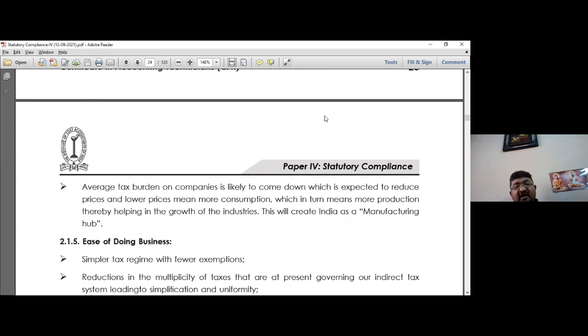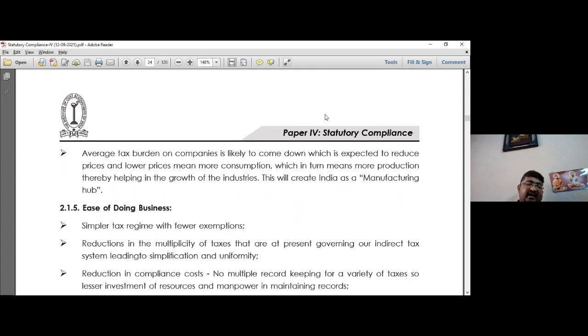Average tax burden on companies is likely to come down, which is expected to reduce price, and lower price means more consumption. When price reduces, demand will increase, which results in an increase in production, and which results in India becoming a manufacturing hub.